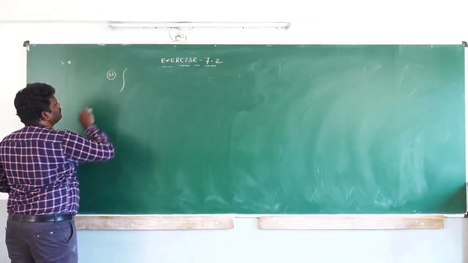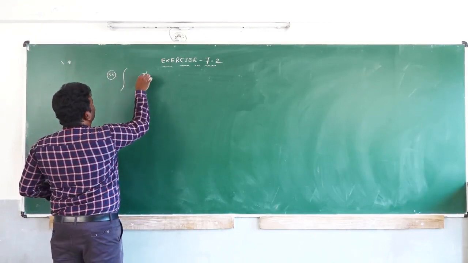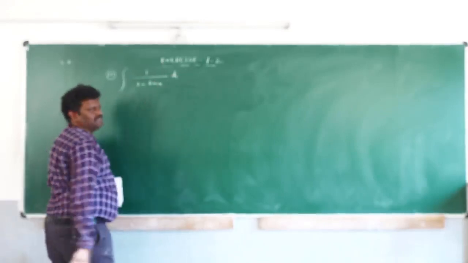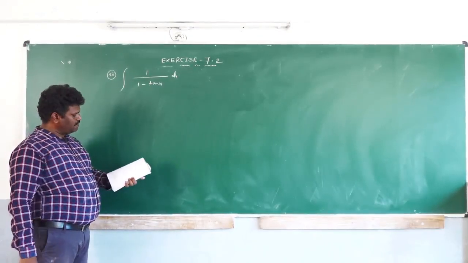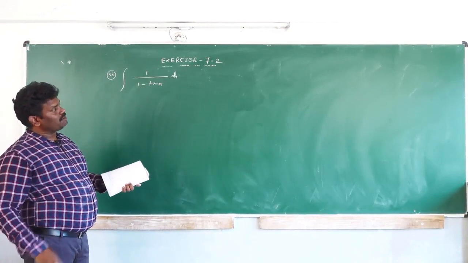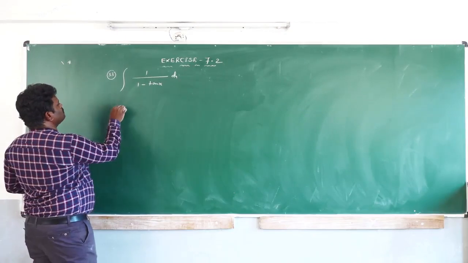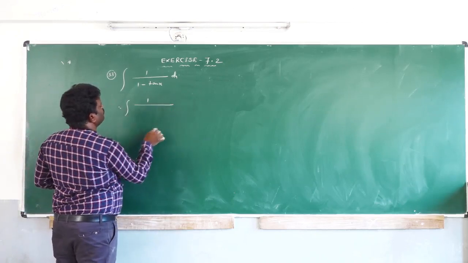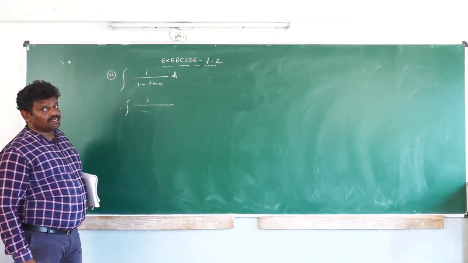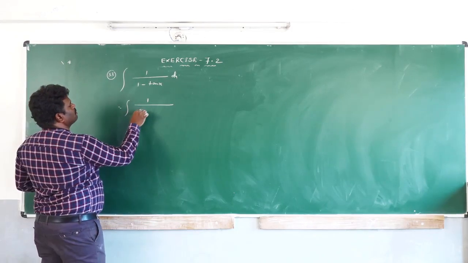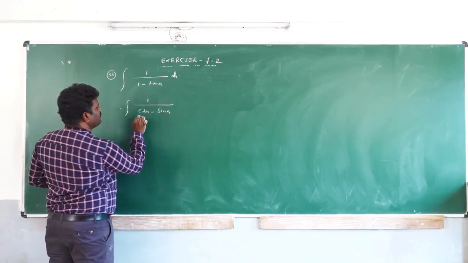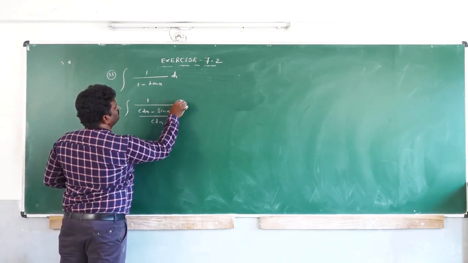Question number 33: integral of 1 by 1 minus tan x dx. Integral 1 by 1 minus tan x dx. The previous question was integral 1 by 1 plus cot x. Now this one we simplify similarly: tan x means sin by cos. Then what we did here: cos x minus sin x in the denominator, by cos x, into dx.